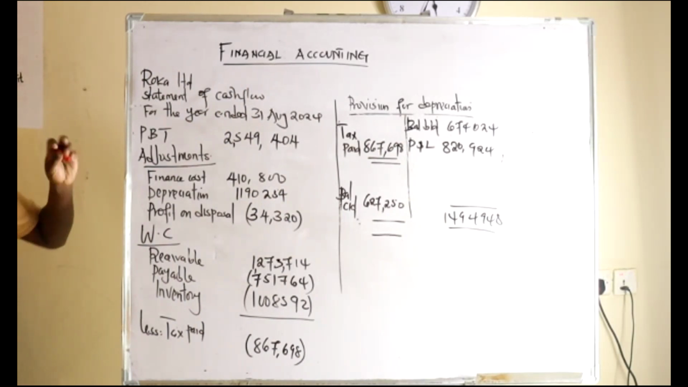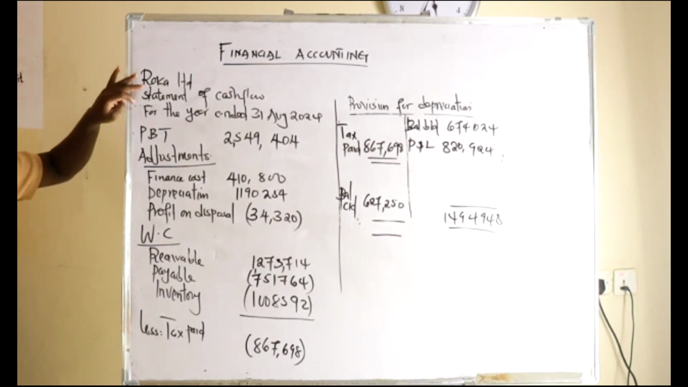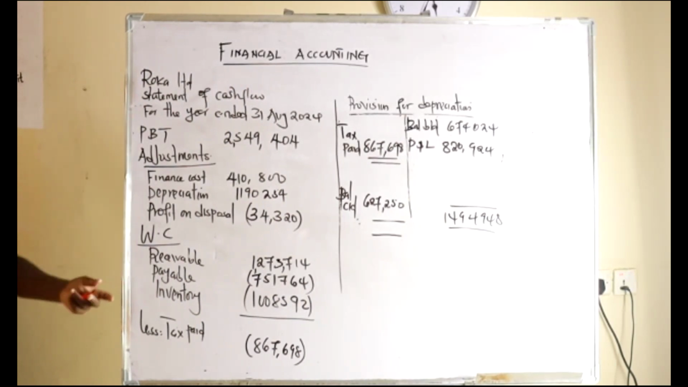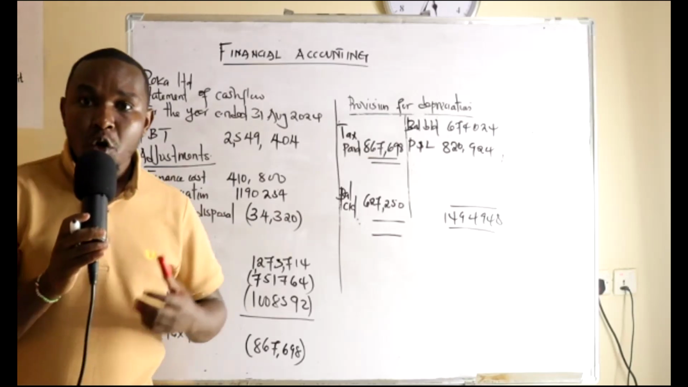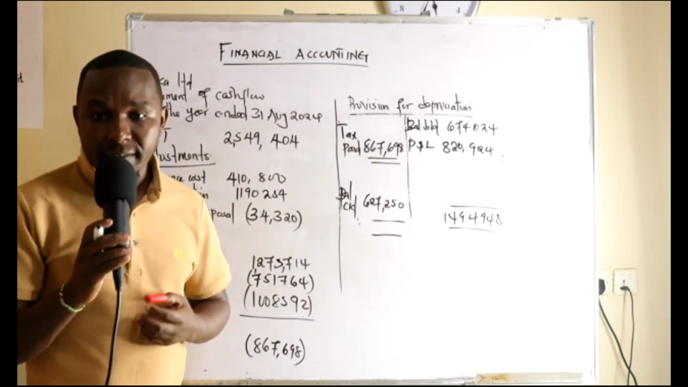Don't forget, under the cash flow, we only have three elements. We have done the first element, which is the operating activities. So let's go to the second element, which is investing activities.